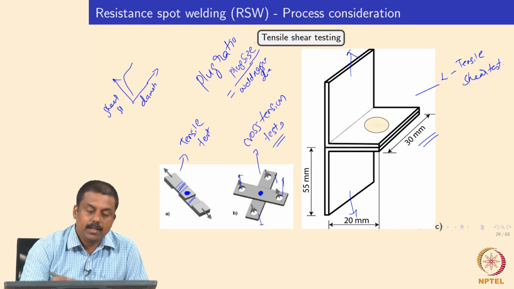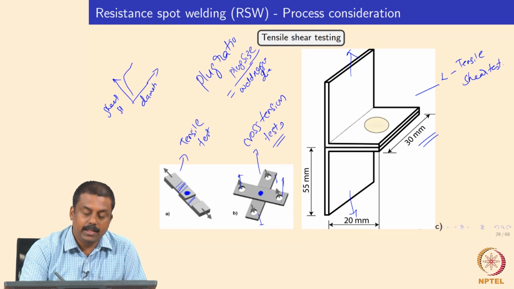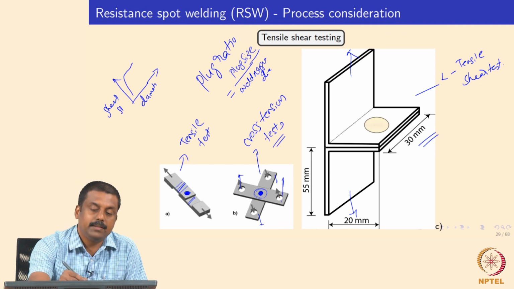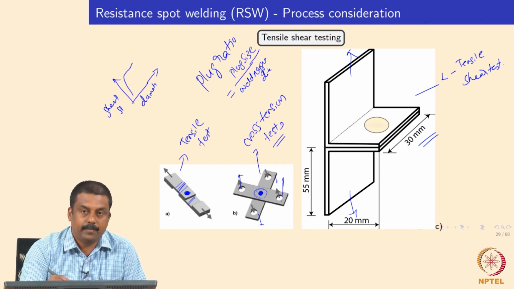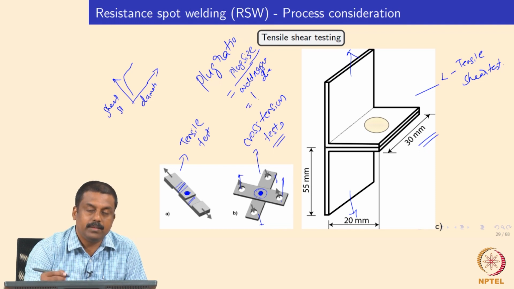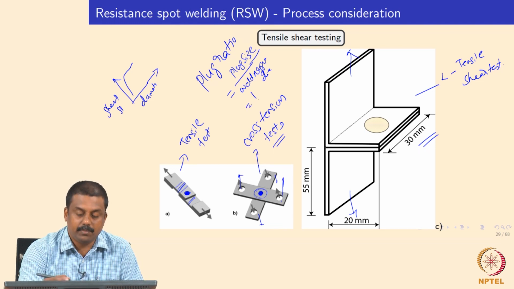Okay. So what does it indicate? For example, if the weld is intact and the failure happens elsewhere, your weld nugget diameter is your plug size. So your plug size is the same as the weld nugget diameter, and your plug ratio becomes 1, which is the most ideal condition because your weld does not fail.